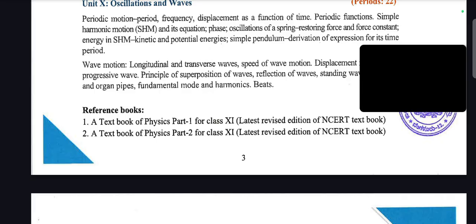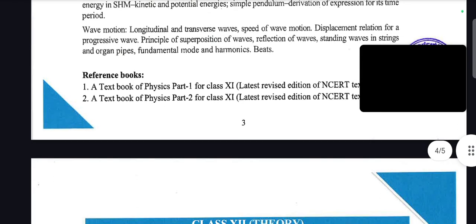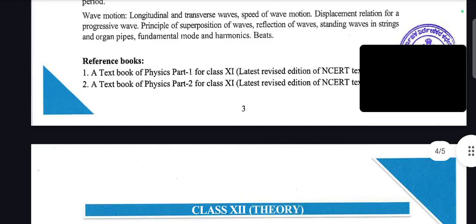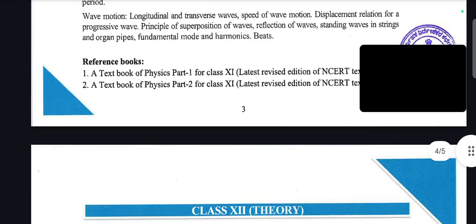simple pendulum, derivation of expression for its time period, wave motion, longitudinal and transverse waves, speed of wave motion, displacement relation for a progressive wave, principle of superposition of waves, reflection of waves, standing waves in strings and organ pipes, fundamental mode and harmonics, beats.